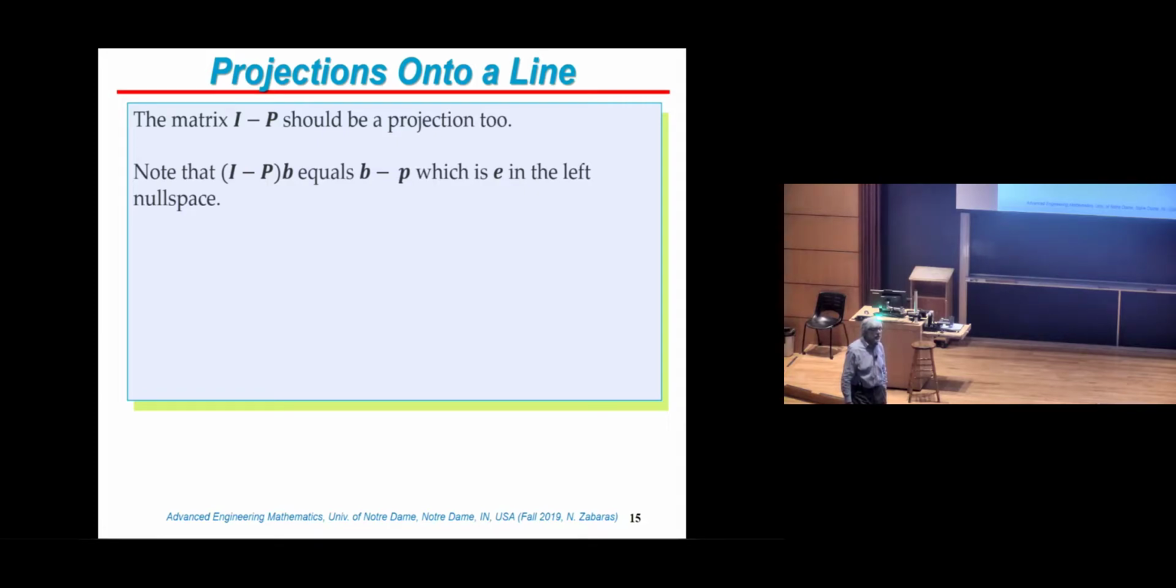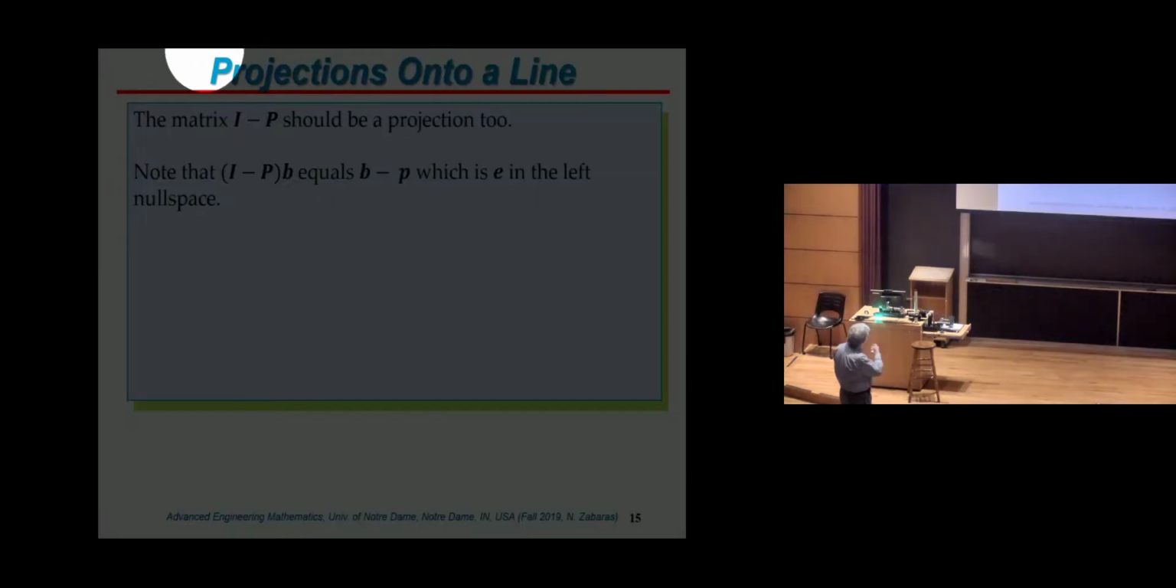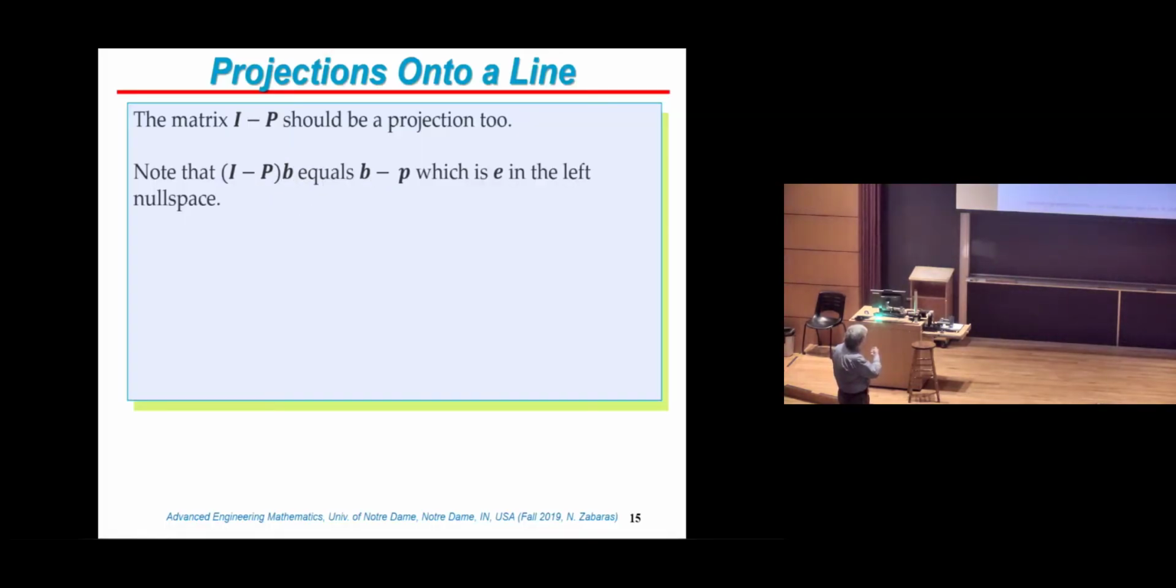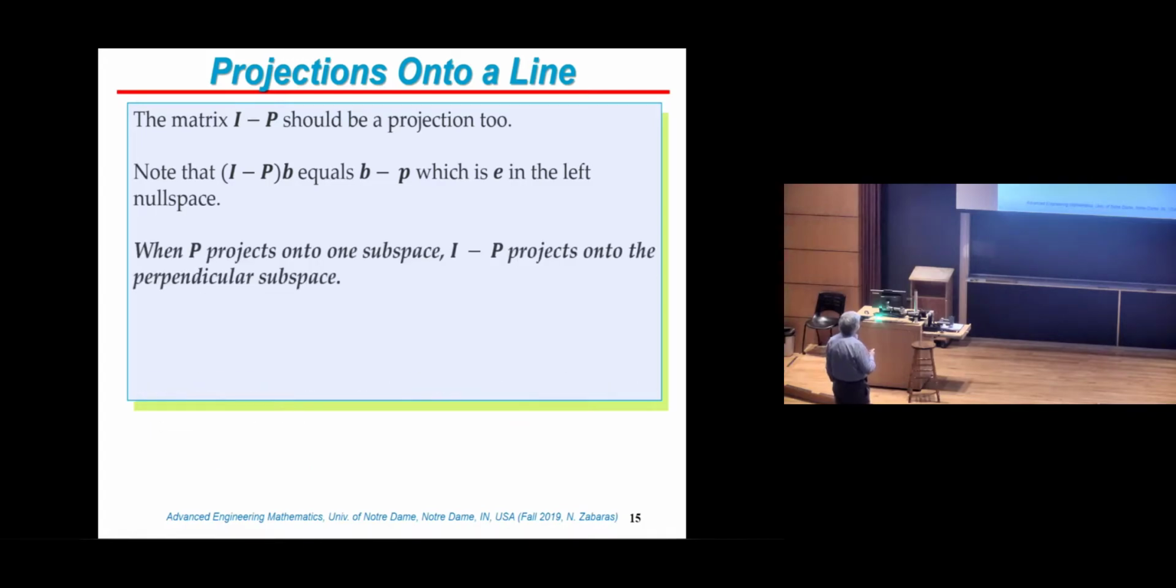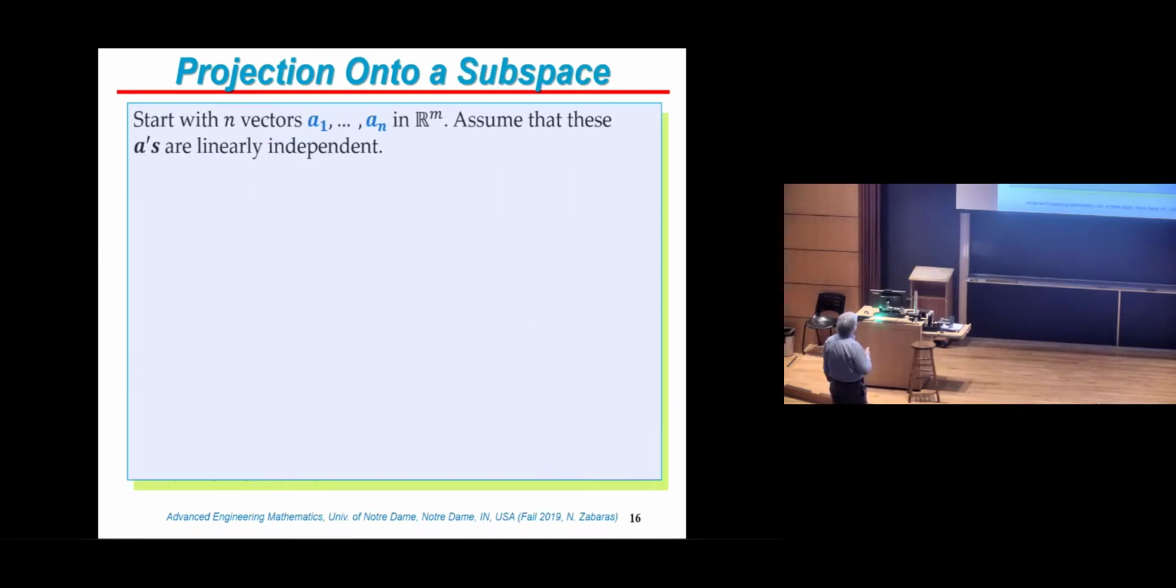So if you want to project onto a plane perpendicular to a line, you find the projection onto the line first and then take I minus P, and with confidence, that has to project onto the plane perpendicular to the line, the orthogonal complement. Nothing funny or complicated about it. Okay, so let's go to the subspace problem.